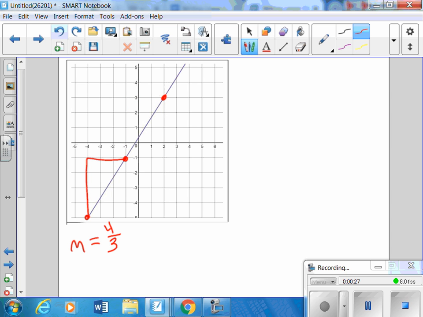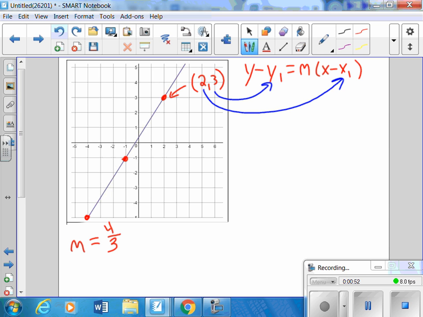4/3. And we're going to use that slope and one of the points on the graph to find the equation. Let's use this point right here. I believe that's (2, 3). We're going to plug it into point-slope form. So that means in for the y here, we're going to plug in 3. 2 is going to go in for this x over here. And 4/3 is going to be in for m. So now we have y minus the y-coordinate 3 equals 4/3 parentheses x minus the x-coordinate, which is 2.